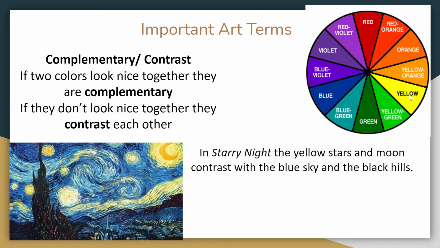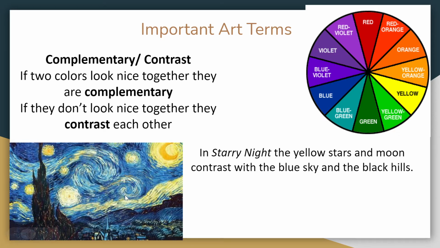So we see yellow and orange are very similar. Violet and blue are similar, blue and green. So if colors are close to each other on this color wheel, they are complementary. If colors are far away from each other or not close to each other, they contrast.